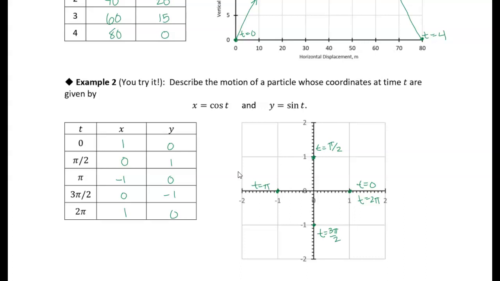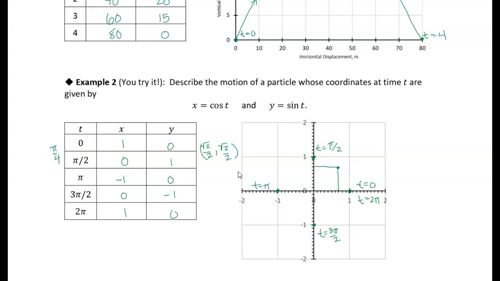Now if I wanted to, I could plot a few more points, like pi over 4. It's right in between 0 and pi over 2. If I put in pi over 4, I'm going to get square root 2 over 2 comma square root 2 over 2, because it's just the cosine and the sine. Square root 2 over 2 is about 0.707, so I could come up from 0.7 and over, and you can see we're going to have a point like that.